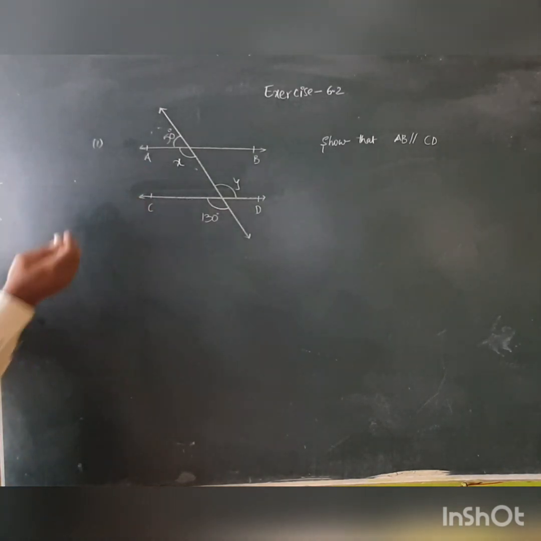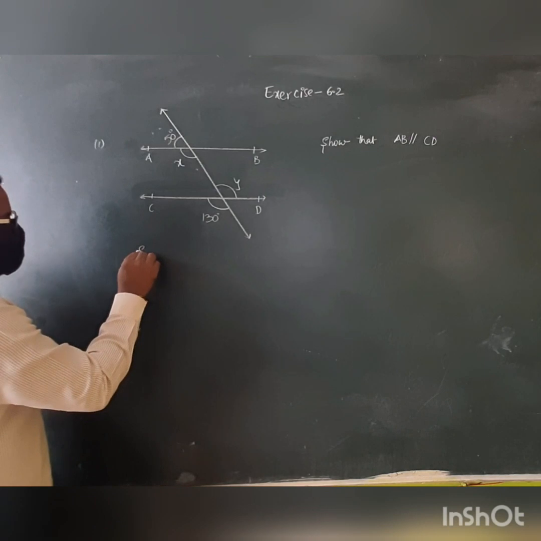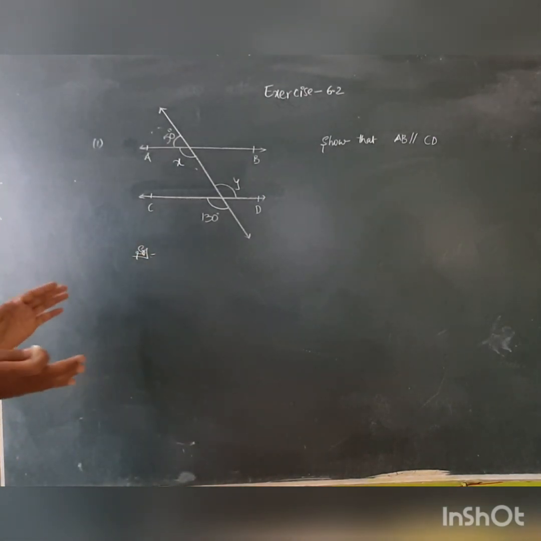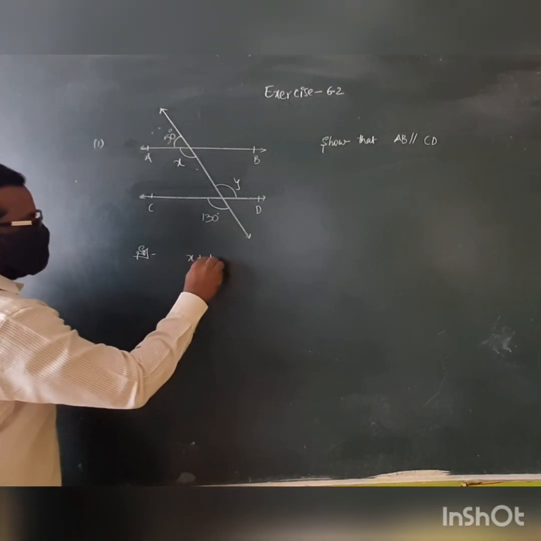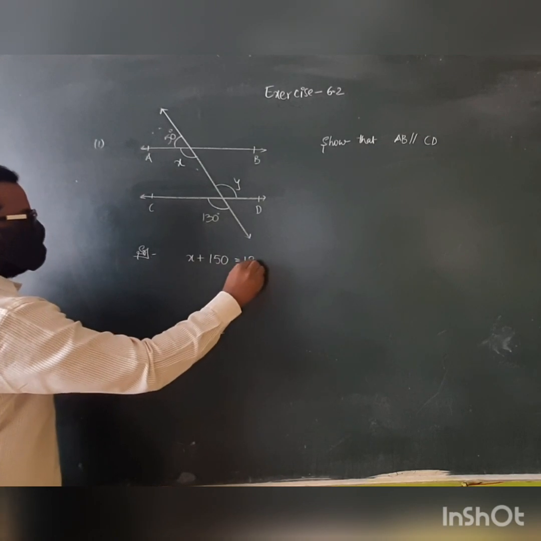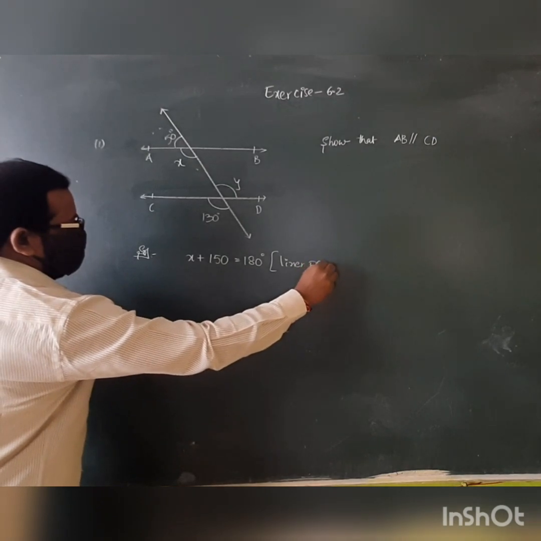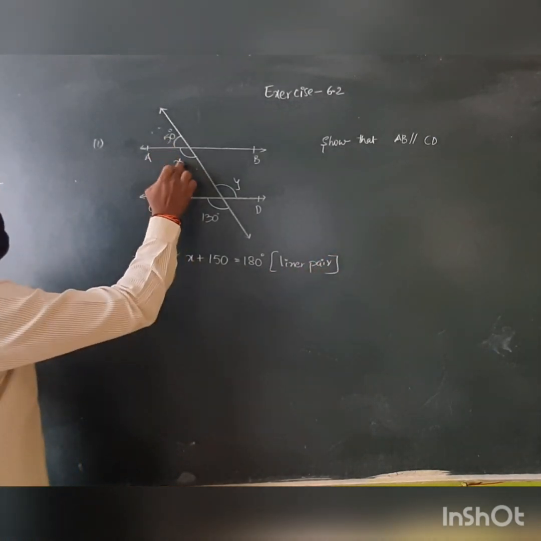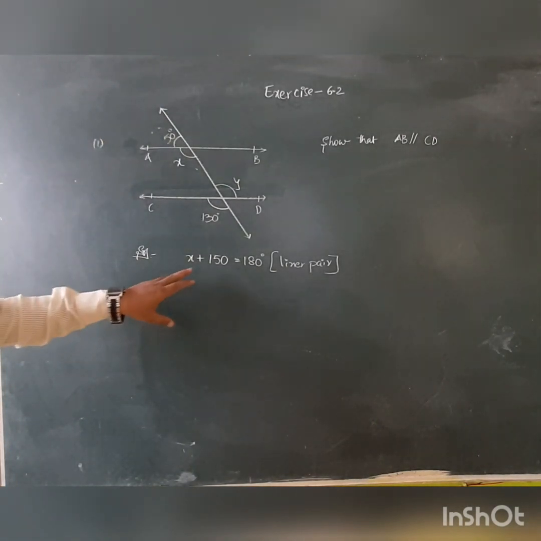To show that AB is parallel to CD, first we have to find the values of x and y in the given figure. As we already know, when two angles lie side by side and form an angle of 180, we say the two angles form a linear pair. So we are taking x plus 150 equal to 180 degrees using the linear pair property. Here the sum of these two angles is 180 and they lie side by side, so we say that these two angles form a linear pair.